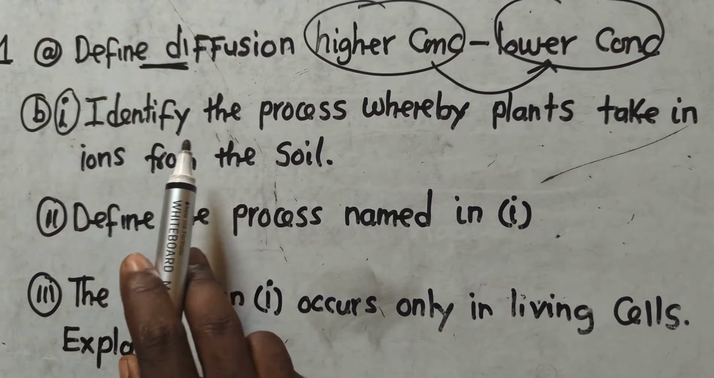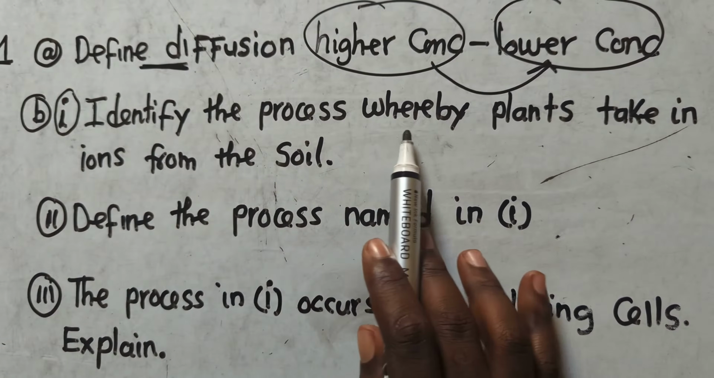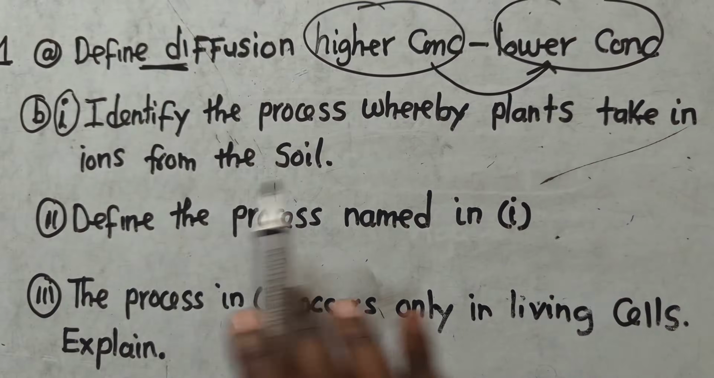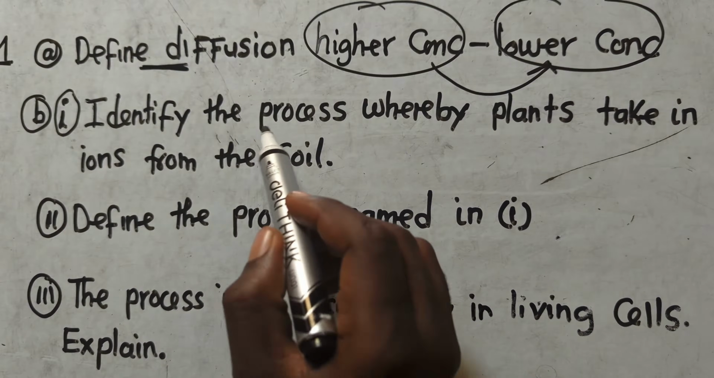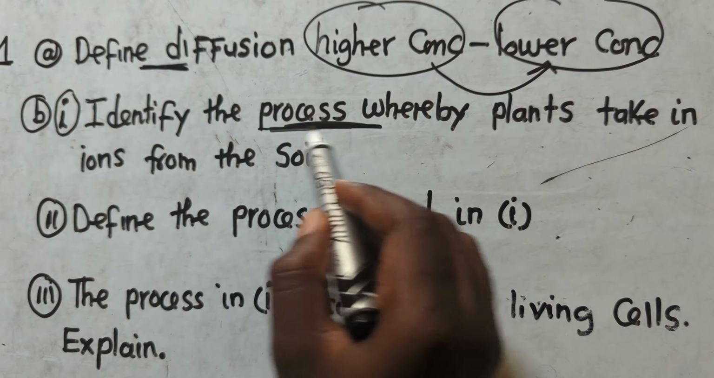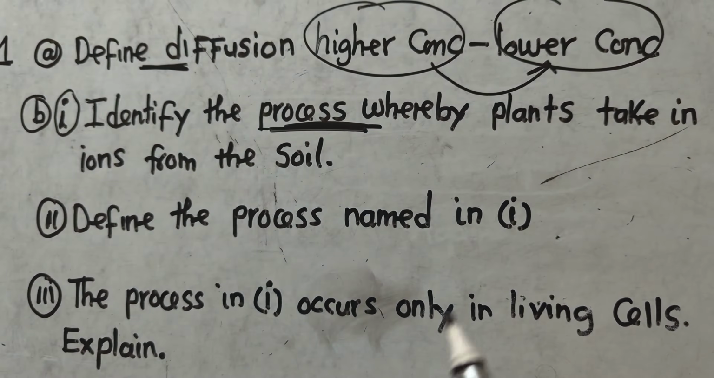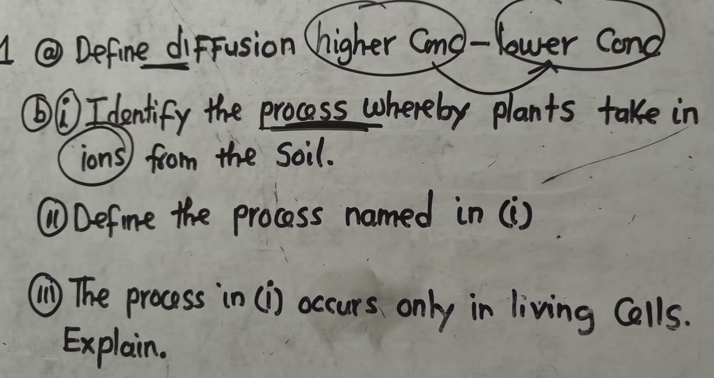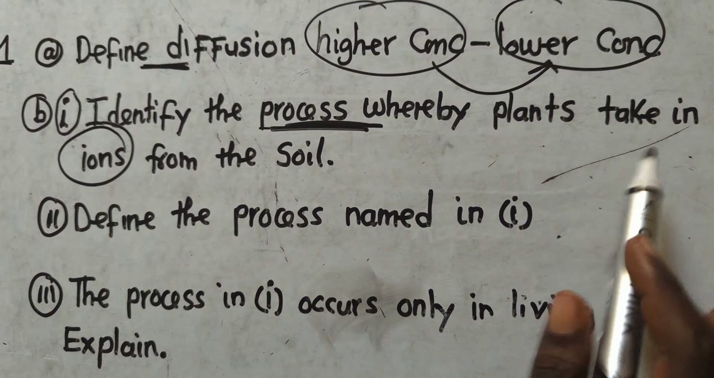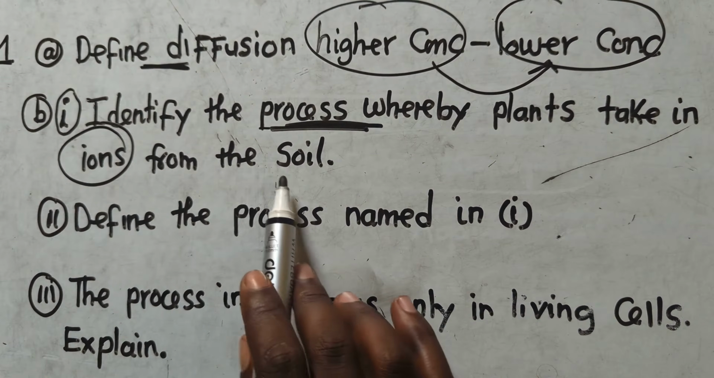We move to this other question. Identify the process whereby plants take in ions from the soil. So they want you to identify the process by which plants would take in ions from the soil.